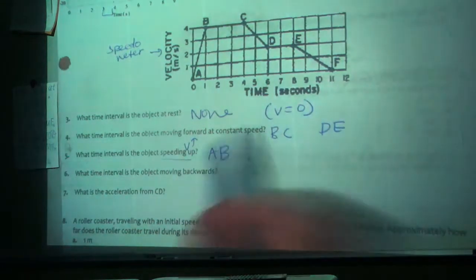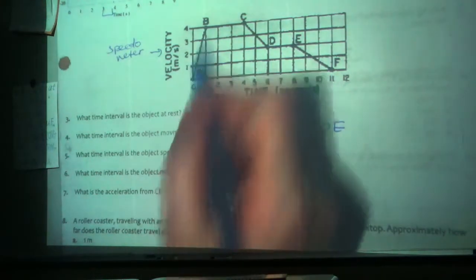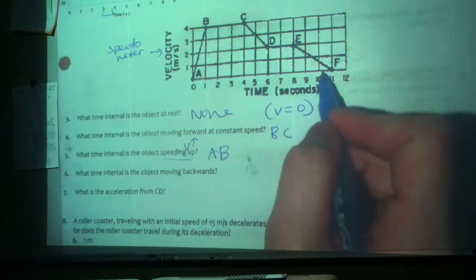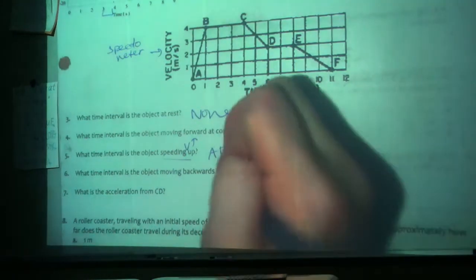Moving backwards, you would need to have negative velocity. This is all positive velocities. It goes to a stop, but it never goes in the negative direction, so this was none.